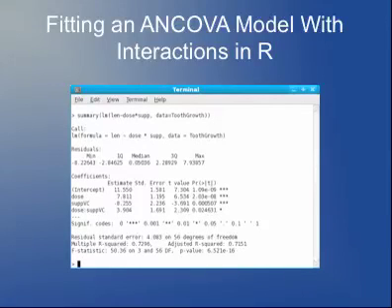R will automatically create all the appropriate dummy variables for us. Recall this notation in R. If you say length twiddle dose star supplement rather than dose plus supplement, that says include the two main effects of dose and supplement, but also include an interaction between the two. And in this case, the interaction isn't huge, but it's statistically significant.